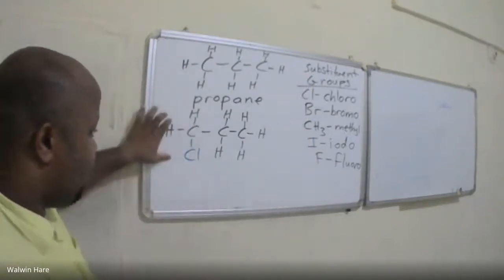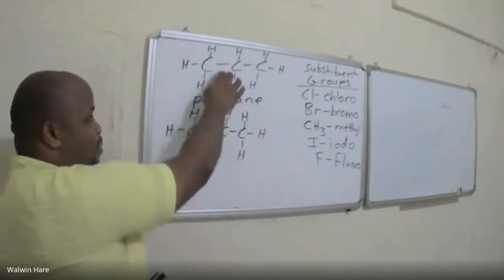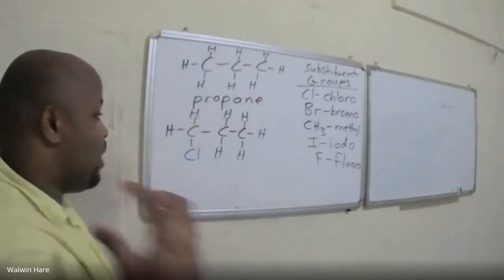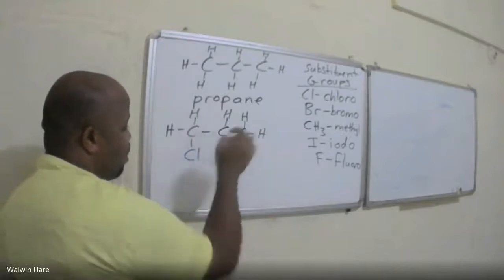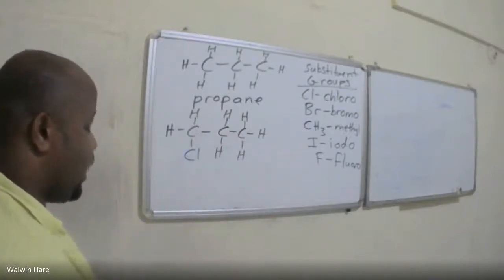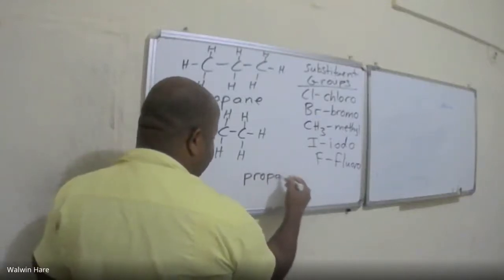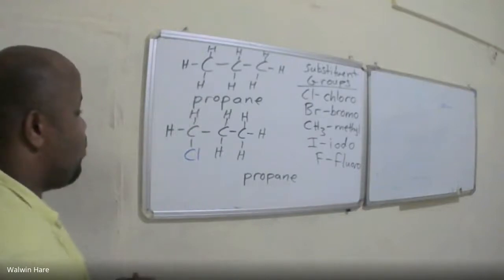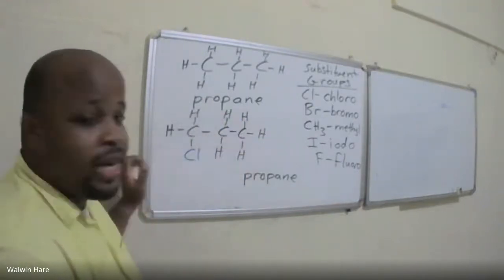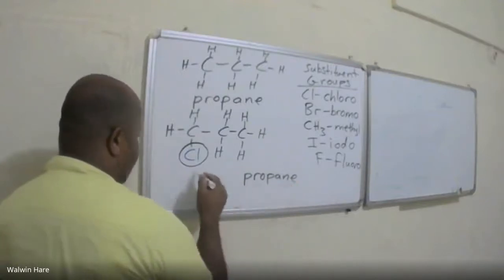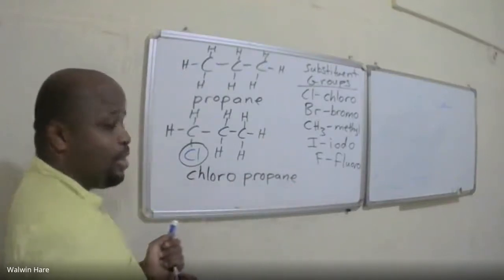So let's go back here now. Just as before, you are going to look at how many carbon atoms you have, and that will tell you the alkane. So we see 1, 2, 3 carbon atoms. Which alkane is that? Propane. Right. So you will name it just as before, as propane. However, we have something other than hydrogen on it now. We have chloro. So it's not just propane, it is now chloropropane.